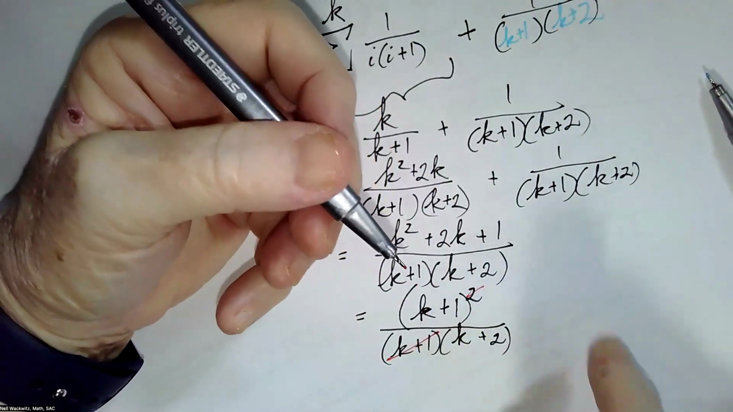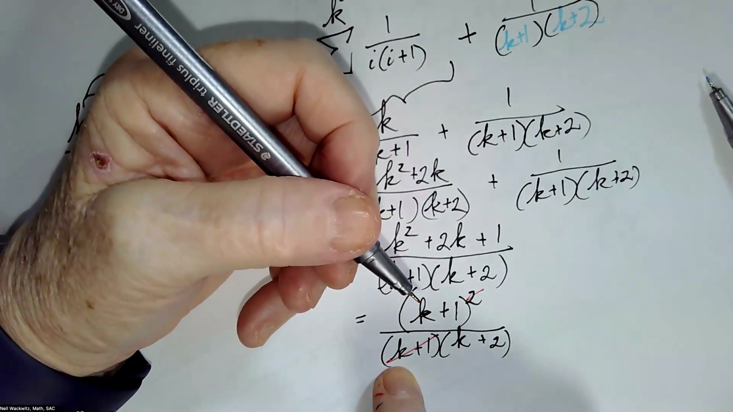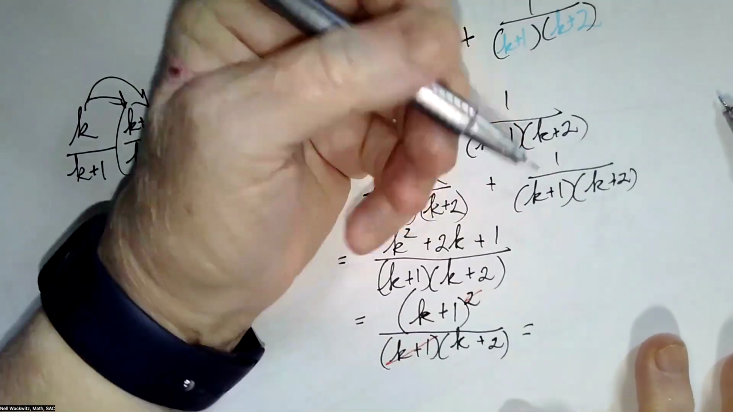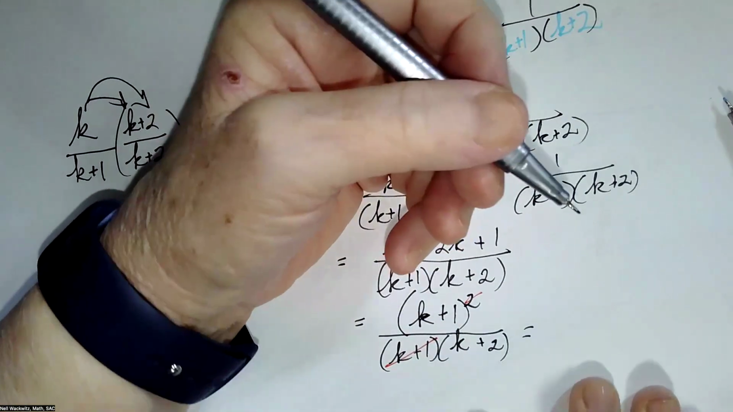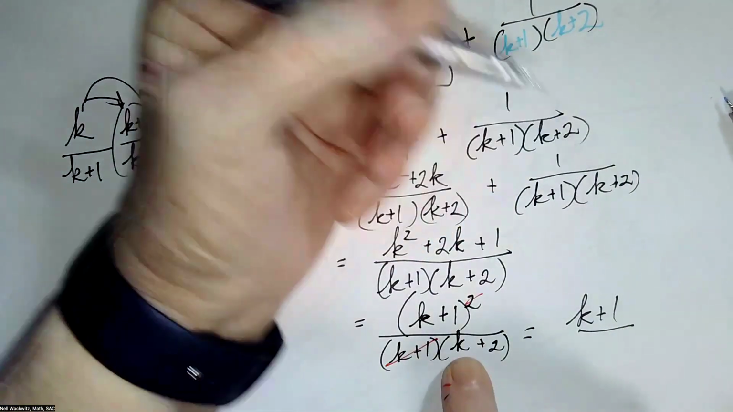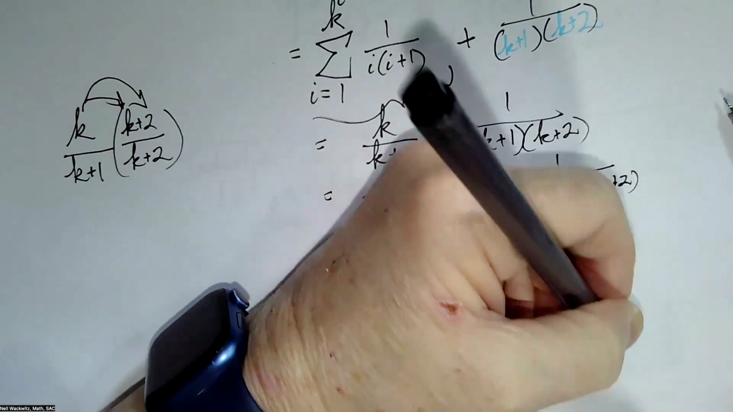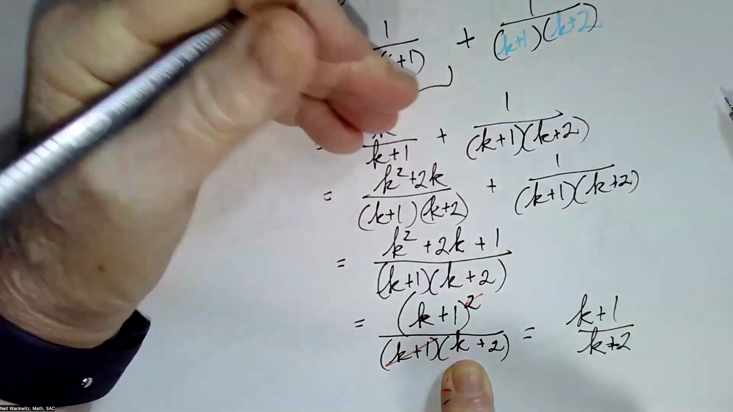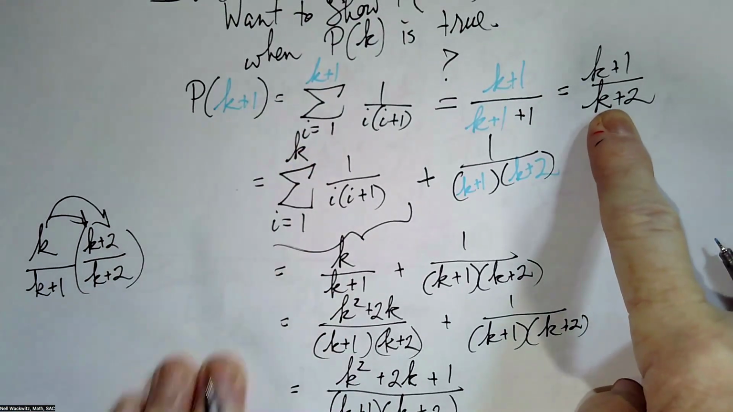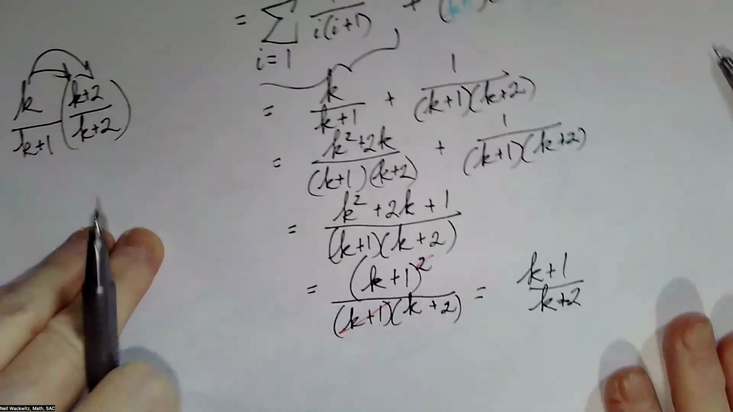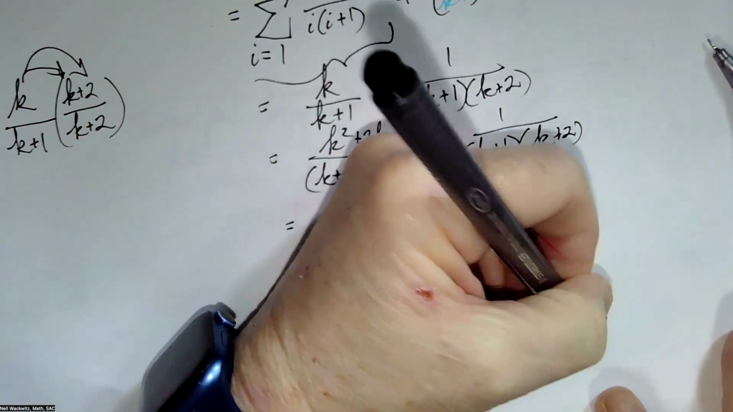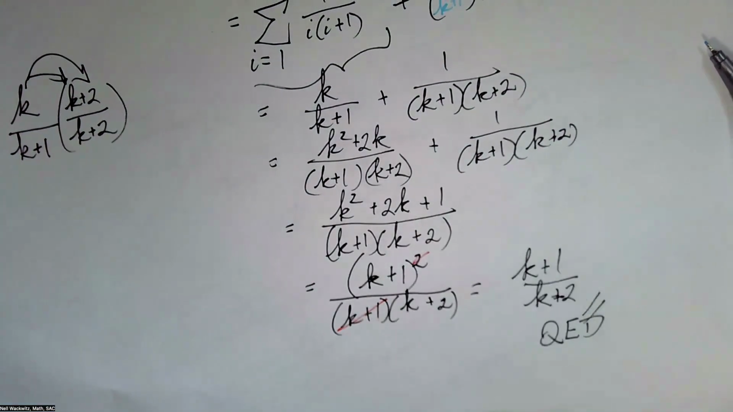One of the K plus 1 factors in the numerator divides out with the denominator. And we're left with one K plus 1 in the numerator and a K plus 2 in the denominator. And check it out, that's exactly what we needed to show. So, quod erat demonstrandum.